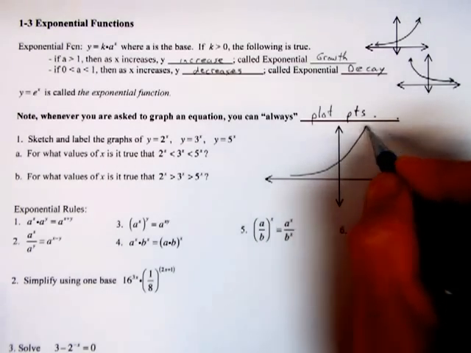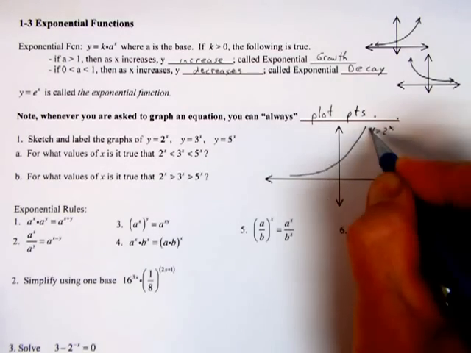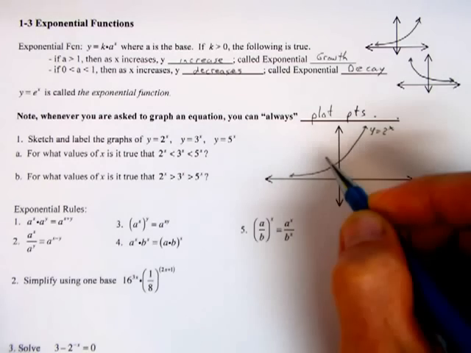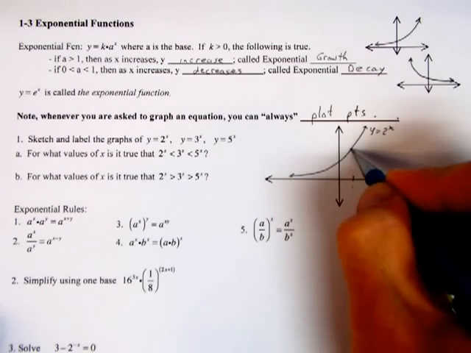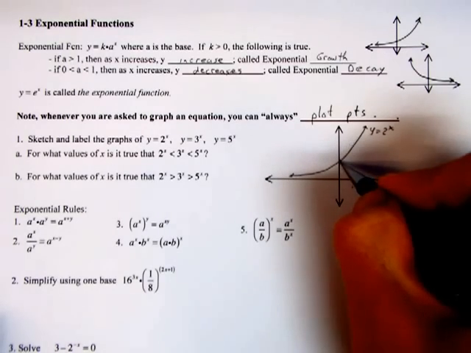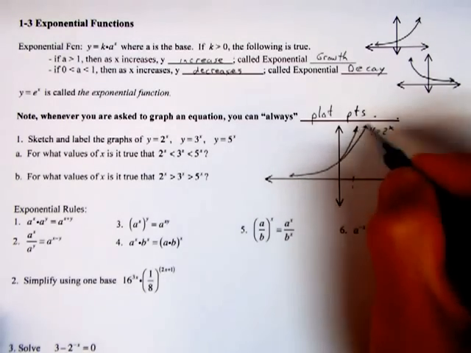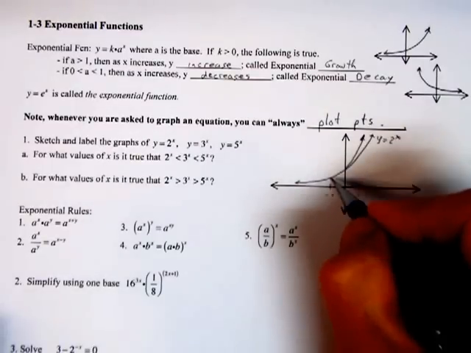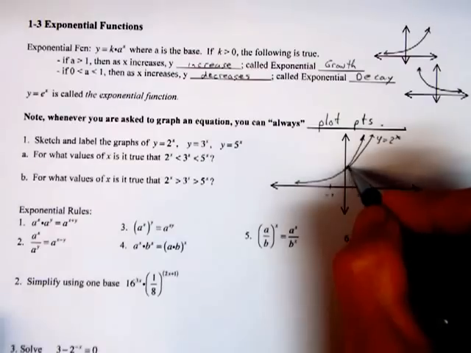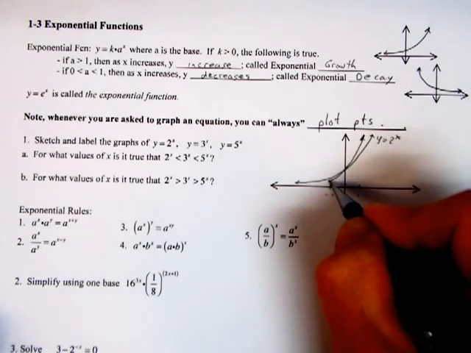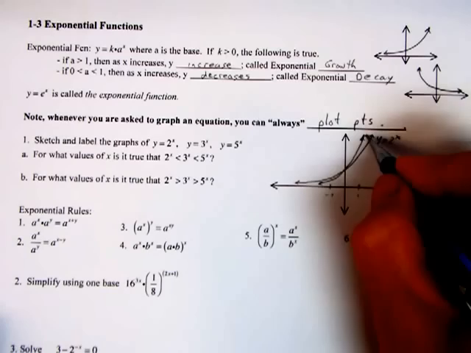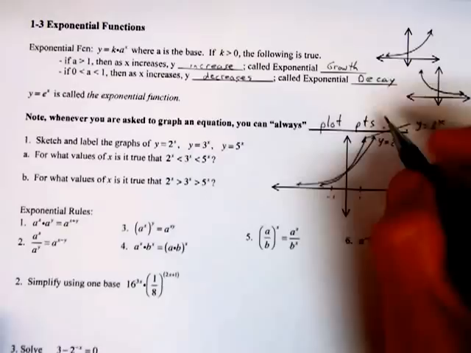We know they're all going to look something like this, because the a value is greater than 1. Y equals 3 to the x, what does that do? Well, if I have a point with x value of 1, this is going to be 2 for y equals 2 to the x. If it's y equals 3 to the x, it's going to be higher than that. And if x was negative 1, 2 to the x would be at 1/2, and 3 to the x would be at 1/3, because it would be 3 to the negative 1. So that one is y equals 3 to the x.